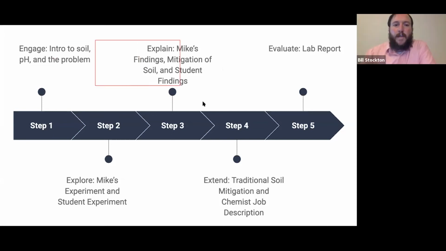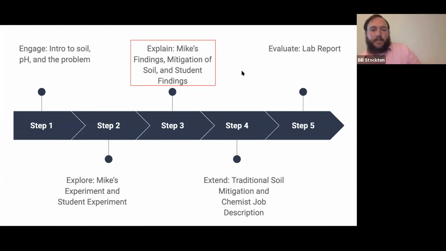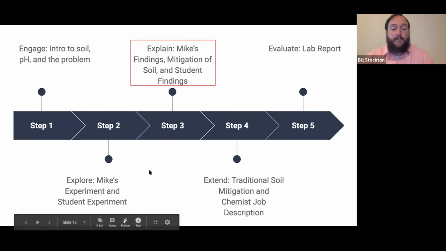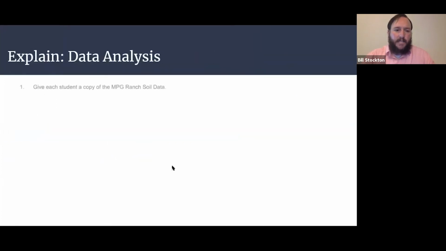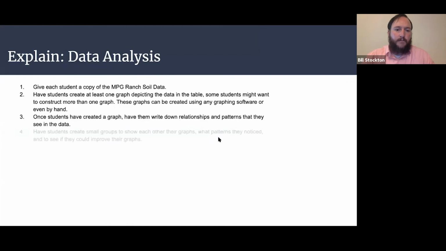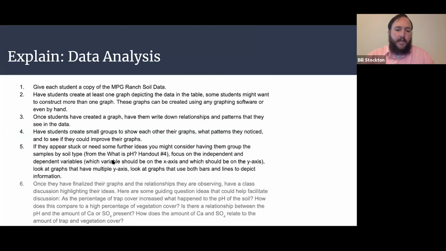Perfect. So the next little section we're going to look at has to do with the three pieces that I had, like I said, in the explain piece. One would be your students looking at their actual findings and what they found out from their experiment. One is a little bit of a math exercise about mitigation of soil using some of Mike's data, and then also some of his findings. We're not going to do this piece together, but this is an example of what your students would be doing with some of Mike's data.